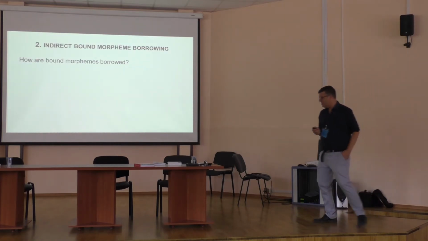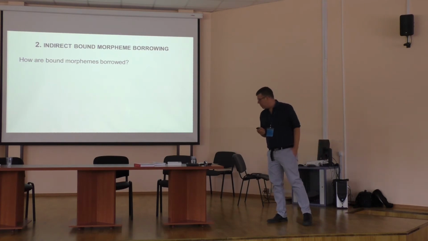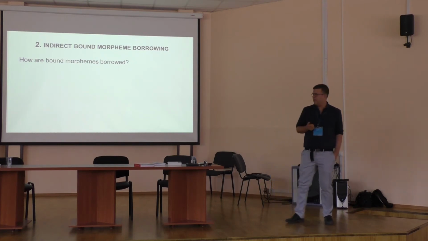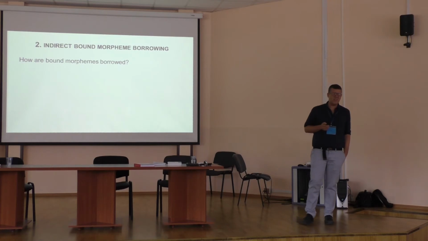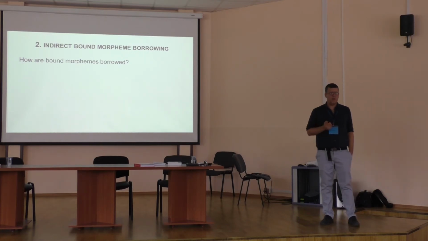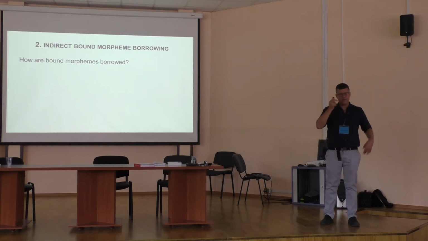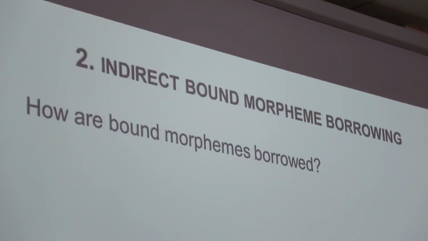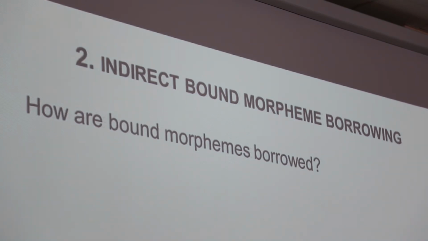We'll talk about this a bit more at the end. Now, the next universal that I wanted to talk about, and we'll do this briefly, is the indirect bound morpheme one, right? It says you don't borrow bound morphemes just like that. You have to borrow a whole lexical item, and then it's later reanalyzed.